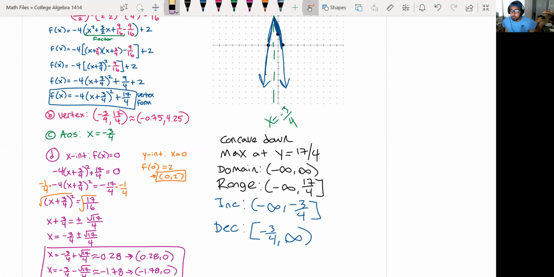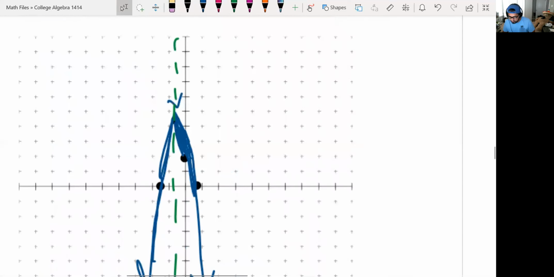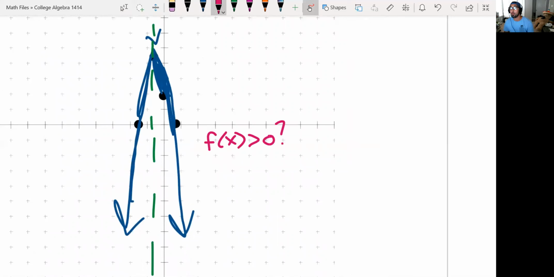And last is, where are you above the x-axis? Where are you below the x-axis? So I'll just put that. I can fit all of that right here. Why not? Where are we greater than 0? Oh boy, that's from this x value to that x value, because all of this graph is above the x-axis. So that was what? From negative 1.78 to, not 2, to 0.28.